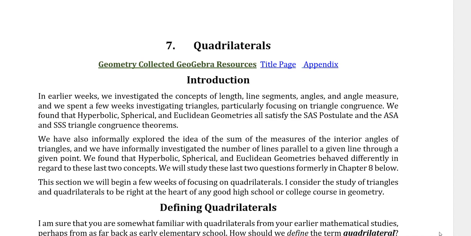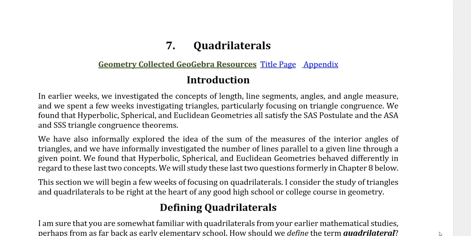We've also informally explored the idea of the sum of the measures of the interior angles of a triangle, and we've informally investigated the number of lines parallel to a given line through a given point. We found that hyperbolic, spherical, and Euclidean geometries behave differently in regard to these last 2 concepts, and we'll study these last 2 questions formally more in Chapter 8 below, or the next playlist.